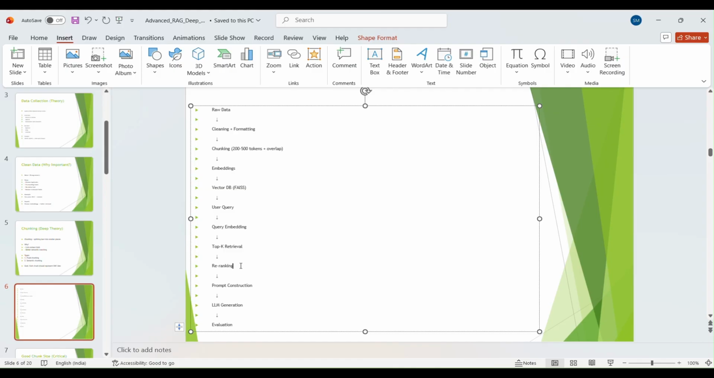Okay, so re-ranking means our LLM will retrieve lots of biryani recipes, then it will again re-rank what is the most important one, what the user is actually asking. Okay, so this is re-ranking. And then prompt construction, this one is a very important step that we use in our RAG based system.